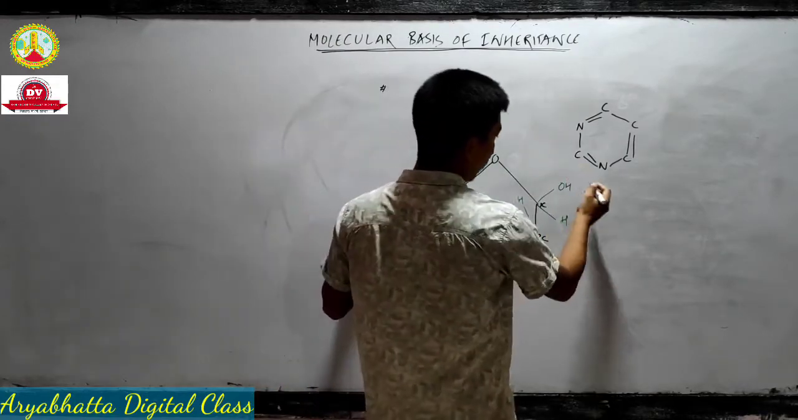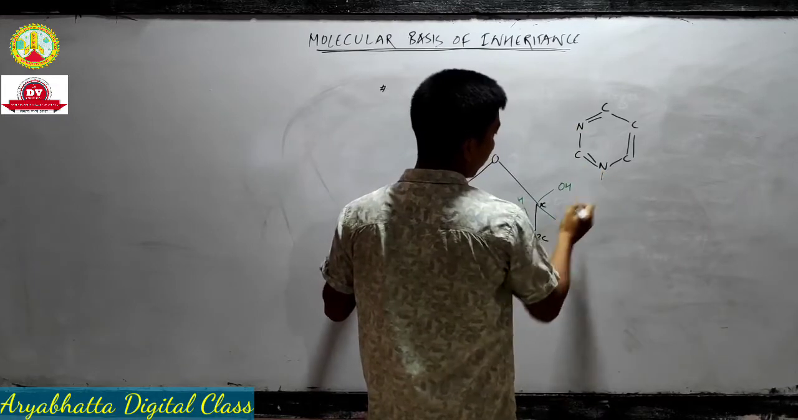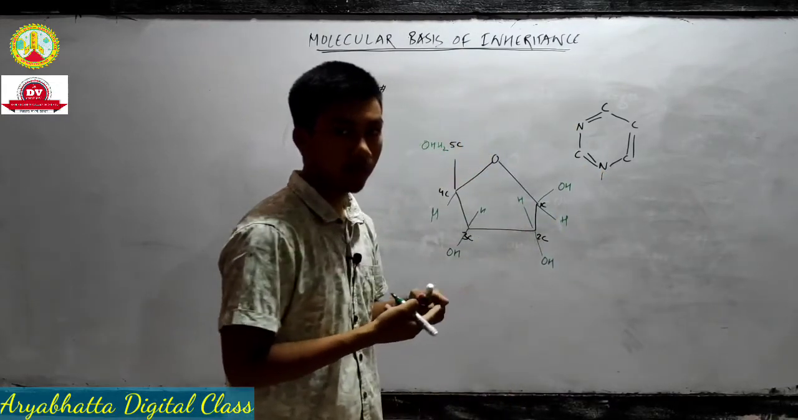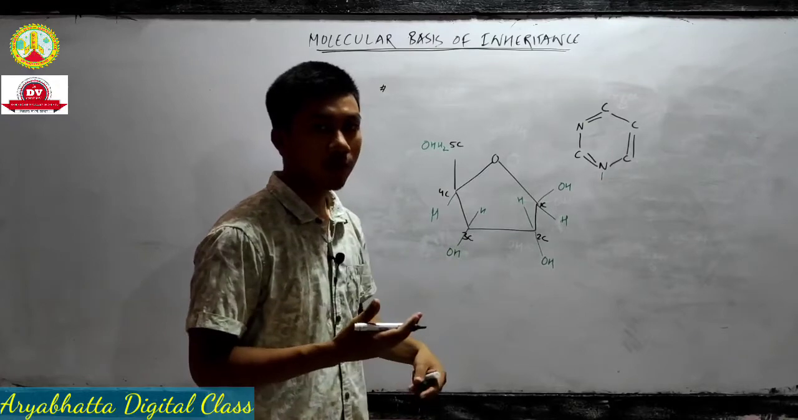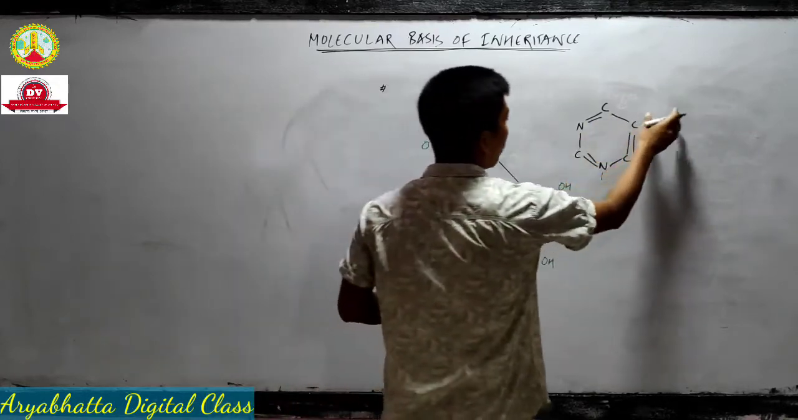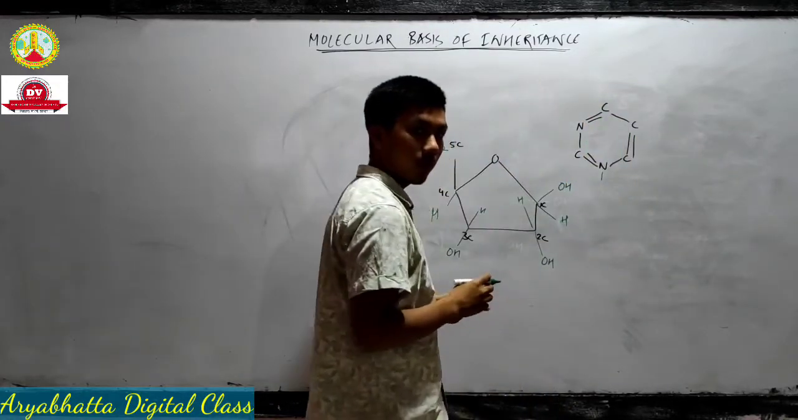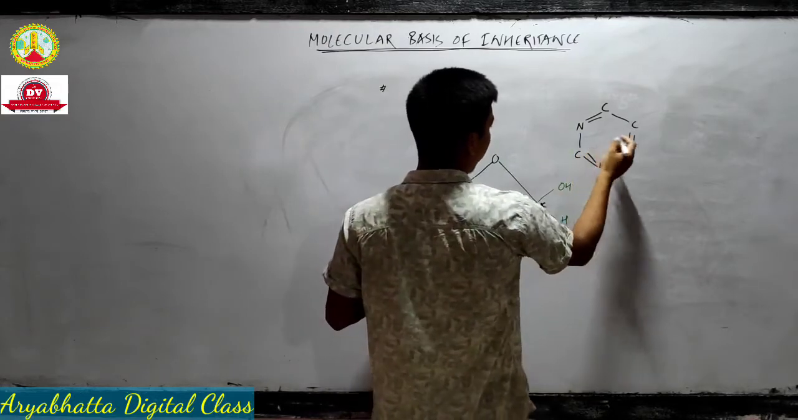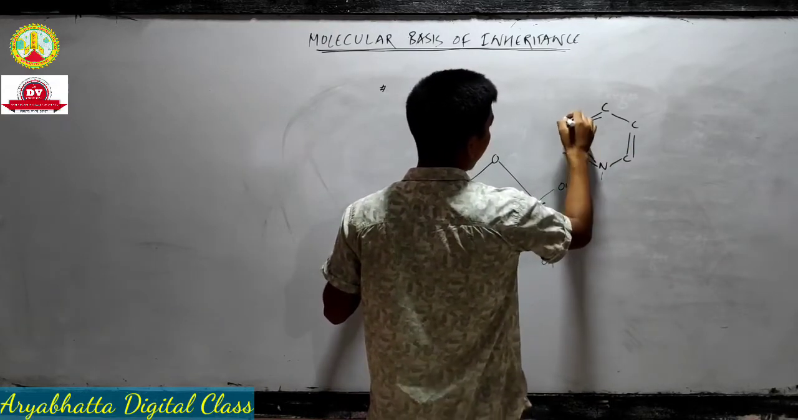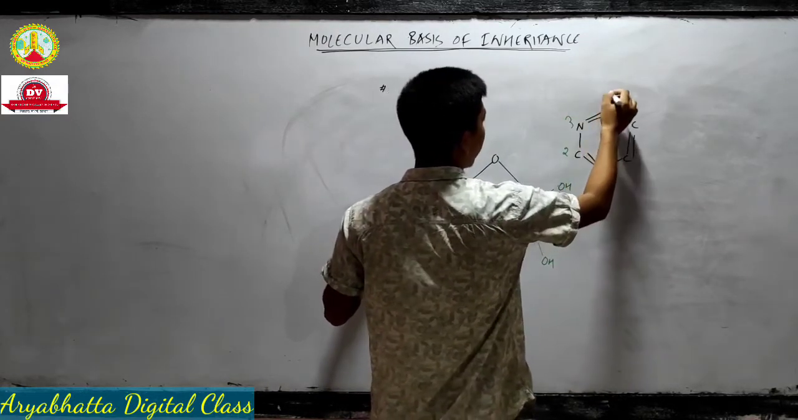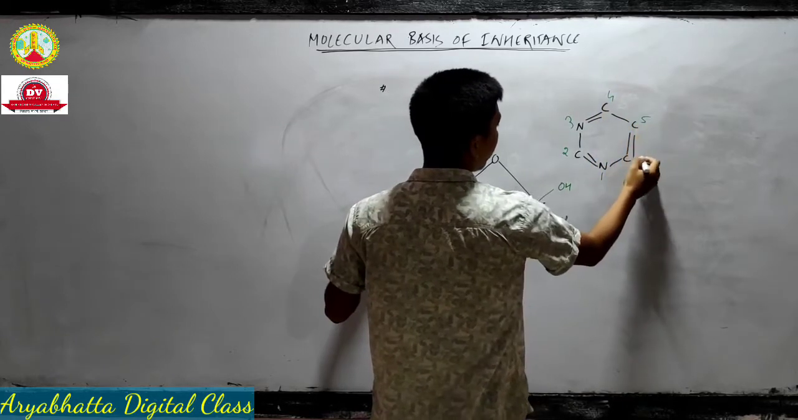So how do we count? So we count from this side. Okay, we are drawing the pyrimidine structure. So if I draw the structure of purine, I need to draw the one more cycle also. Okay, right? So I'm drawing the example of pyrimidine. So we count from this clockwise direction, 5 and 6 carbon.